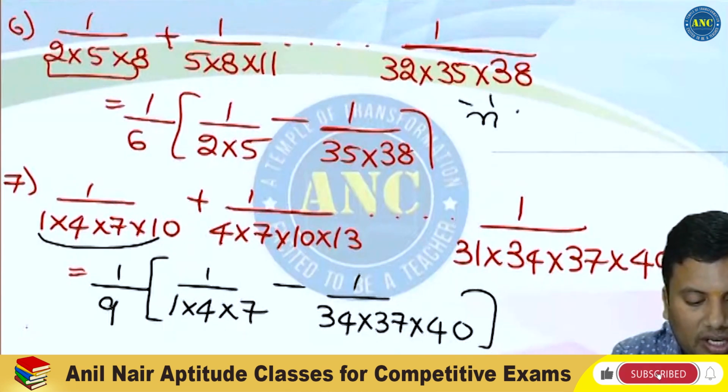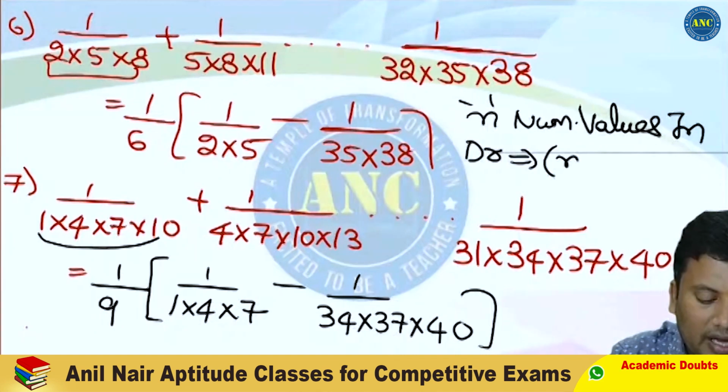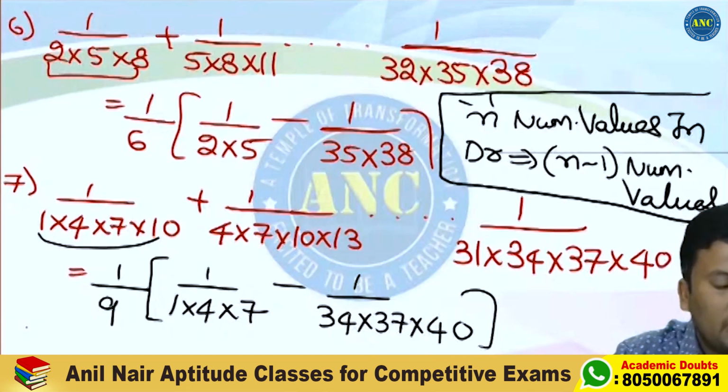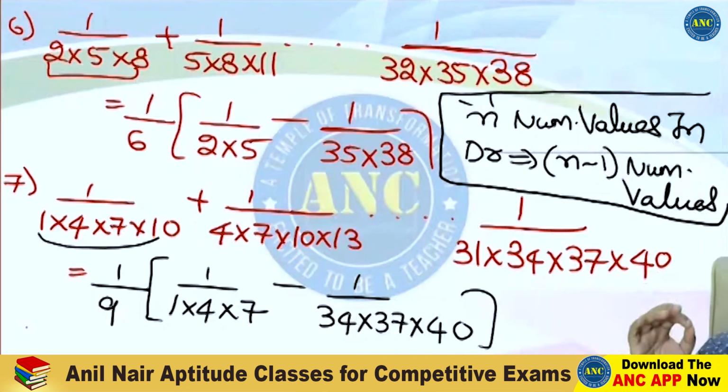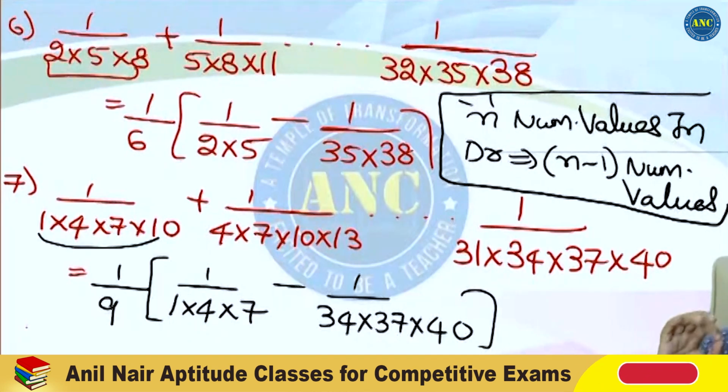What is the concept that we discussed? N numerical values in the denominator, make them into n minus 1 numerical values. Straightforward, directly writing the answer without wasting time. Anybody who wants to maximize their right attempts, these classes are a must for you. And most of the classes are full of shortcuts. Right?